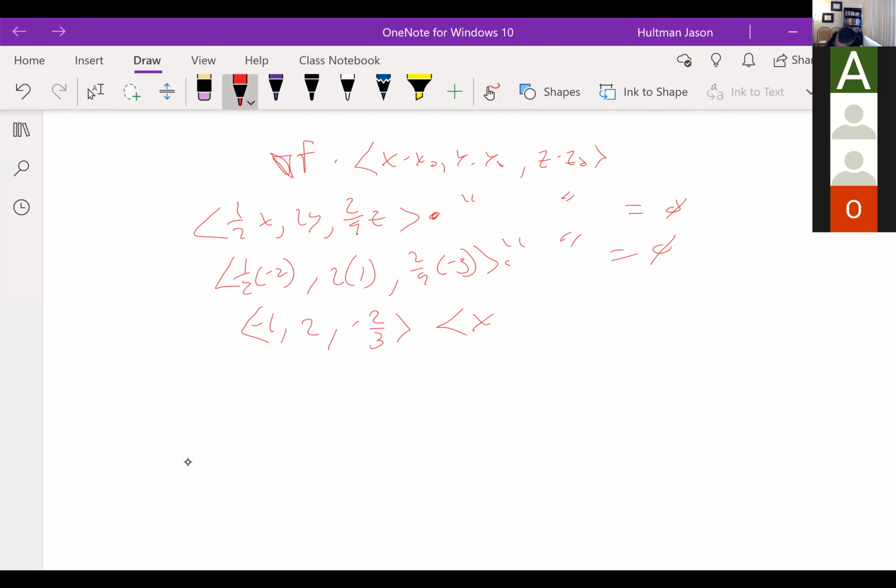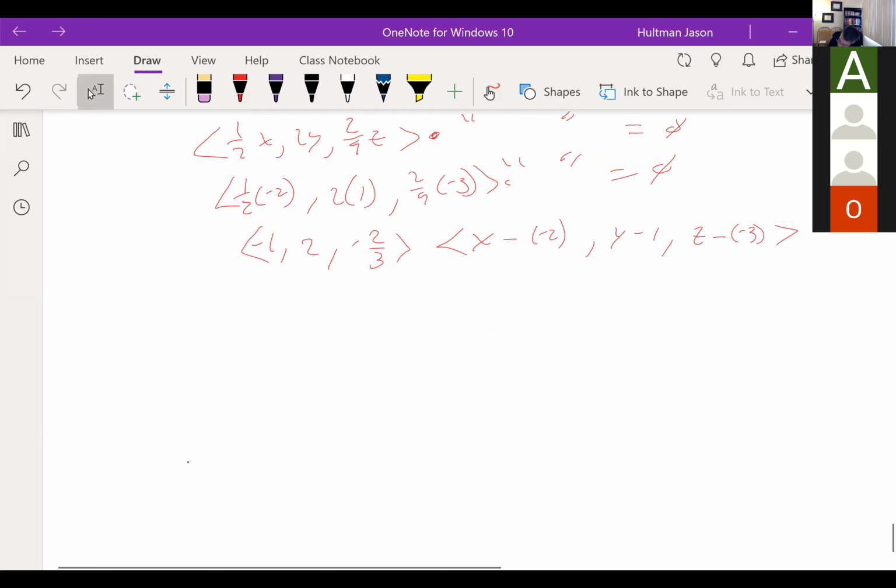Well, what was x naught? X naught was -2. And then what's y naught? Y minus y naught, y naught is 1. And what's z naught? Z minus -3, right? So this is x plus 2, y minus 1, z plus 3, dotted with -1, 2, -2/3. Now let's just dot product this.